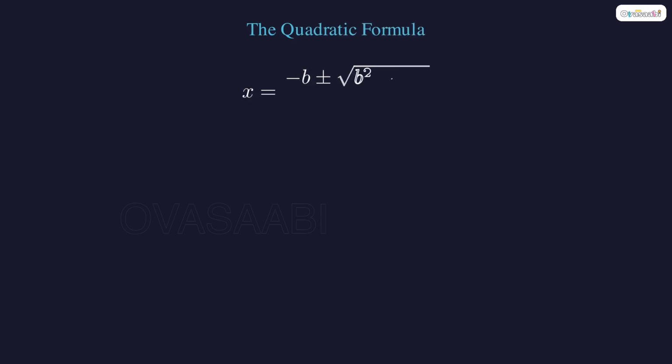The quadratic formula says x equals negative b, plus or minus the square root of b squared minus 4ac, all divided by 2a. This gives us the values of x.